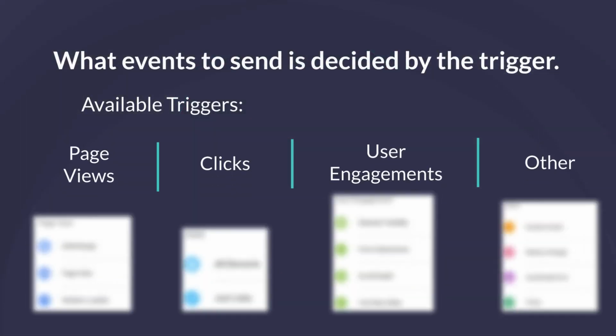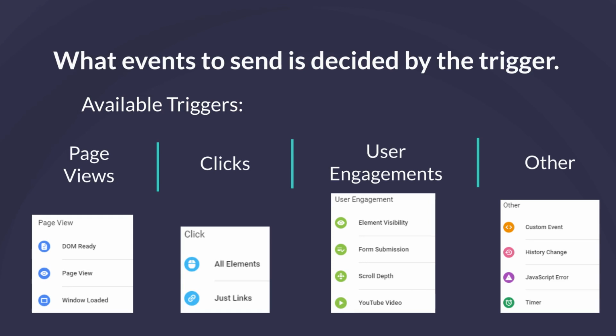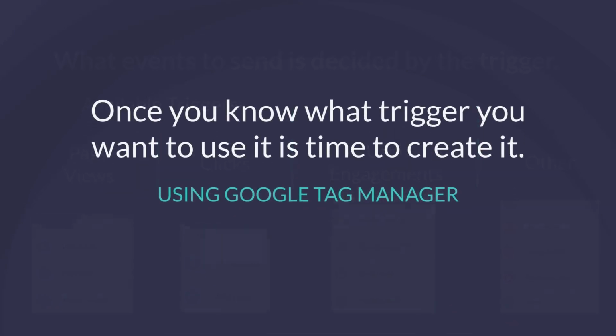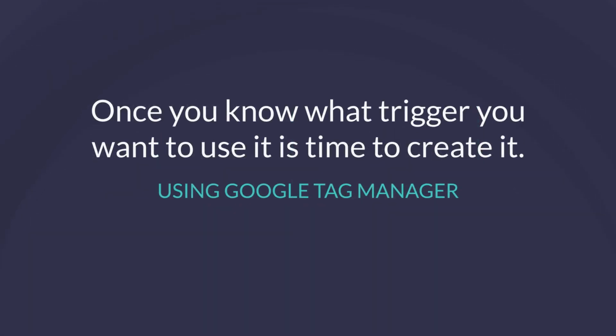The events you want to send are decided by the types of triggers. There are 4 available triggers: page views, clicks, user engagements, and other. Once you know what trigger you want to use for your event, it is time to create that trigger using Google Tag Manager.